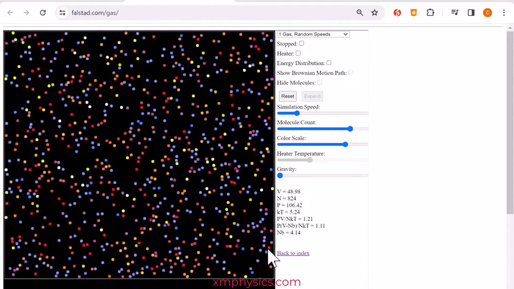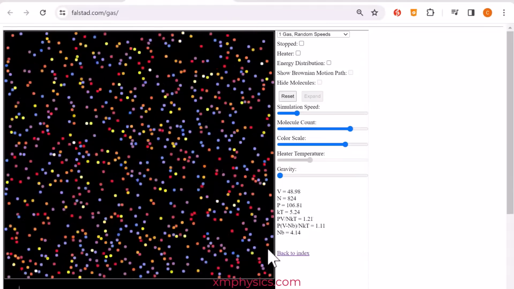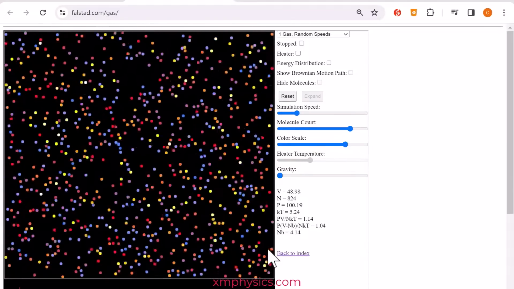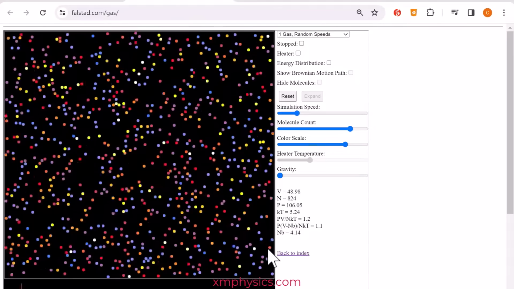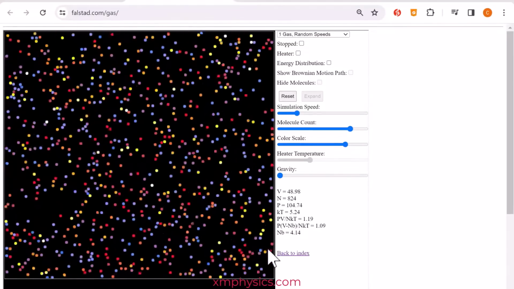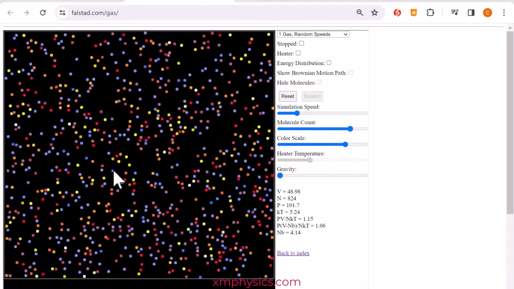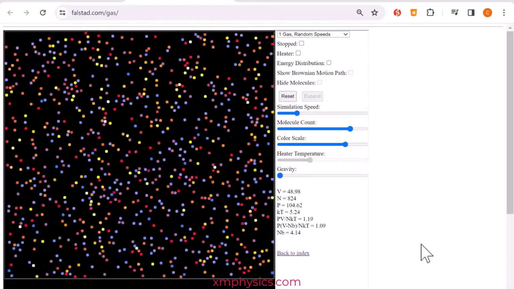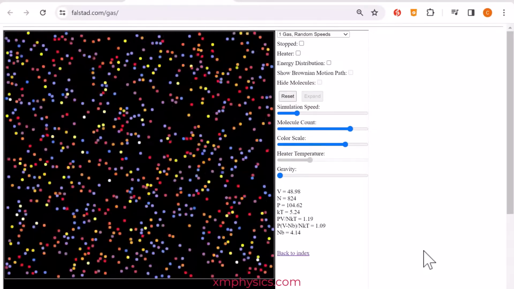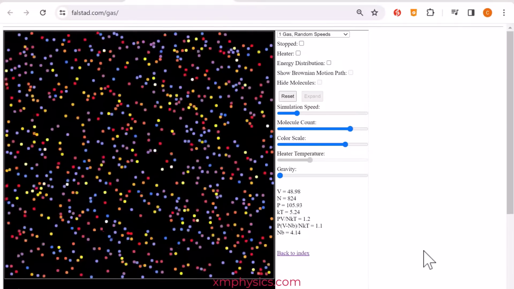Another assumption is that there's no force exerted on the gas particles except when they collide with the wall or other gas particles, and the duration of collision is very short. And this applet, I think, is written based on that. So you see all the gas particles moving along in a straight line. They change direction abruptly when they collide with the wall or other gas particles.